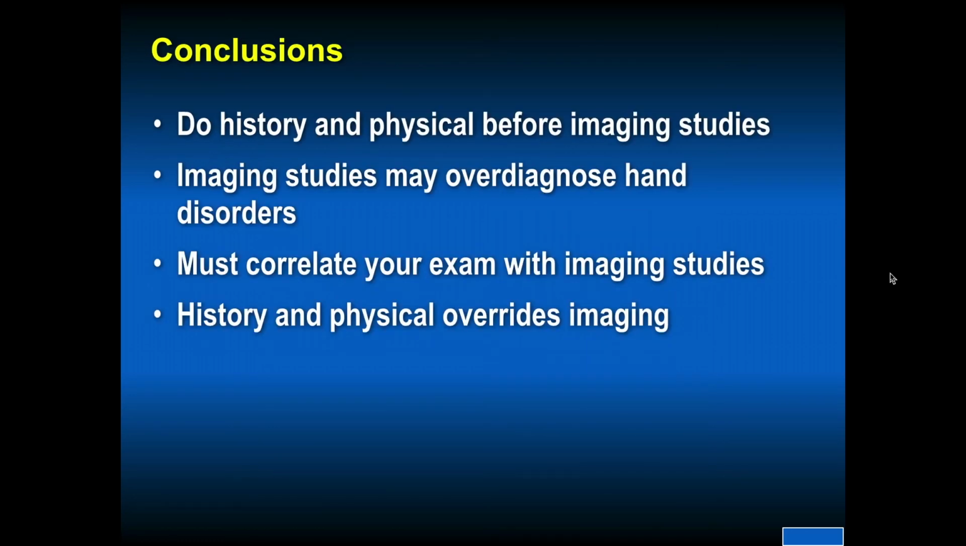So in conclusion, do a history and physical before imaging studies. Get the appropriate x-rays based on what you feel the diagnosis is. Cone views, oblique views, depending on what joint and bone is involved. Imaging studies may overdiagnose hand disorders, such as an MRI scan can overdiagnose problems, whether it's in the hand or the foot. You must correlate your exam with imaging studies. History and physical overrides imaging.